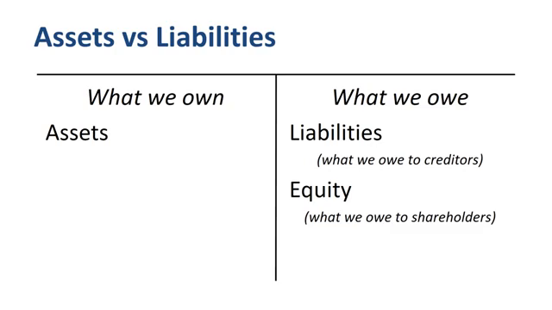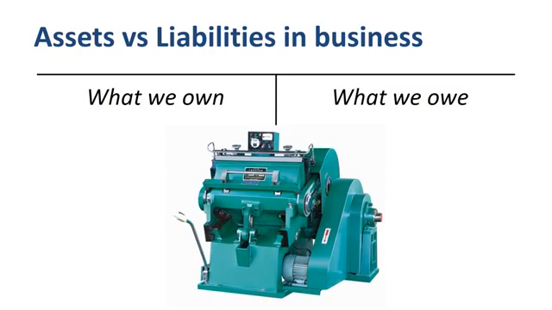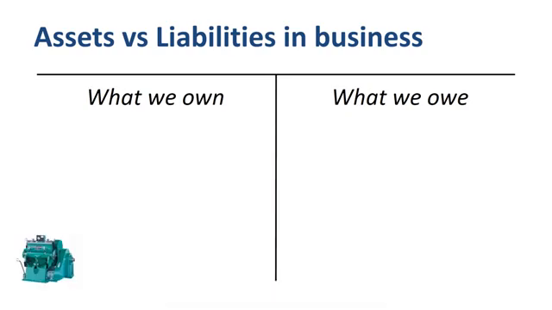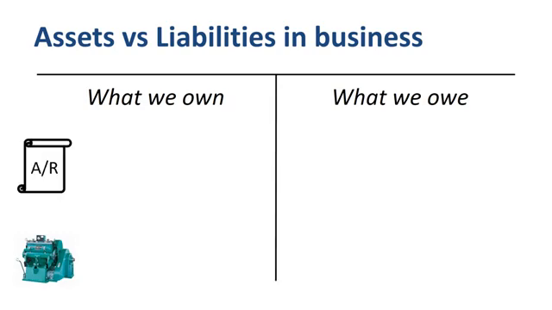Let's work through some examples of assets and liabilities. What about a machine the company bought to produce goods that it is selling? This is a tangible fixed asset, something that the company owns and that has physical form. Let's place that in assets on the left. What about accounts receivable? These are invoices sent to the customer, which the customer has not paid yet. This is an asset as well.